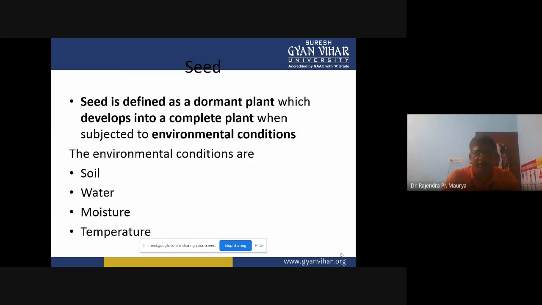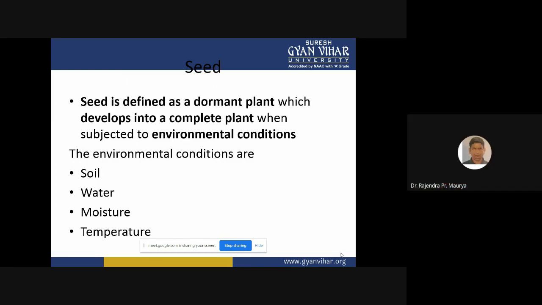Seed. I already told you, seed is a mature ovule that contains three parts: embryo, endosperm, and seed coat. So this is the basic unit of crop production. This seed we use for production of crops, or we can say for crop cultivation.